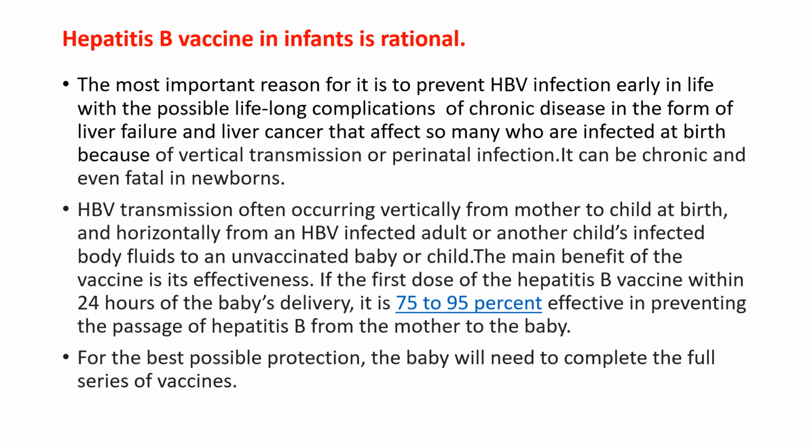And the main benefit of the vaccine is its effectiveness. If the first dose of hepatitis B vaccine is given within 24 hours of the baby's delivery, it is observed that in 75 to 95% of cases, it is effective in preventing the passage of hepatitis B from the mother to the baby. So for the best possible protection, the baby will need to complete the full series of vaccine.